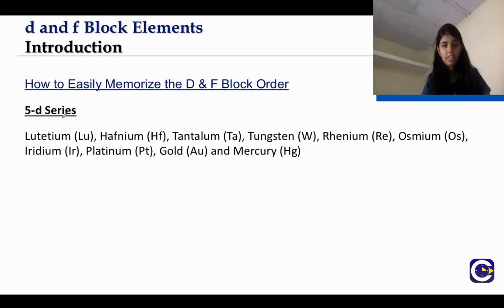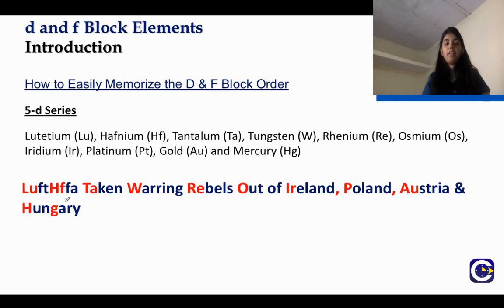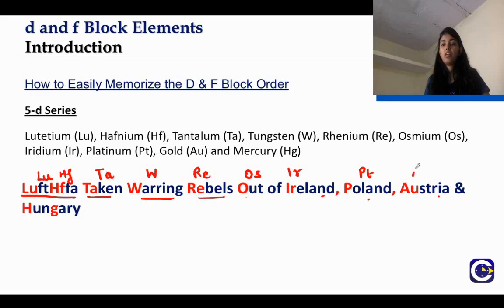Next is the 5D series. So this you can remember as: Luftwaffe taken warring rebels out of Ireland, Poland, Austria and Hungary. So this is Lu, this is hafnium, this is tantalum, then tungsten, then rhenium, then osmium, then iridium, then platinum, then gold and then mercury. So in this way you can remember the 3D, 4D, 5D series as well.